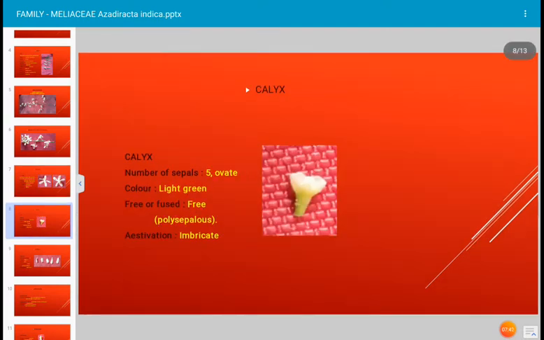Next, this is the calyx of Azadirachta indica flower. Calyx is the first whorl of the flower, and calyx consists of sepals. There are 5 sepals. The shape of each sepal is ovate, and the color of sepal is light green, and sepals are free. Hence, they are described as polysepalous. Aestivation, that is arrangement of the sepals in the flower, is imbricate aestivation.